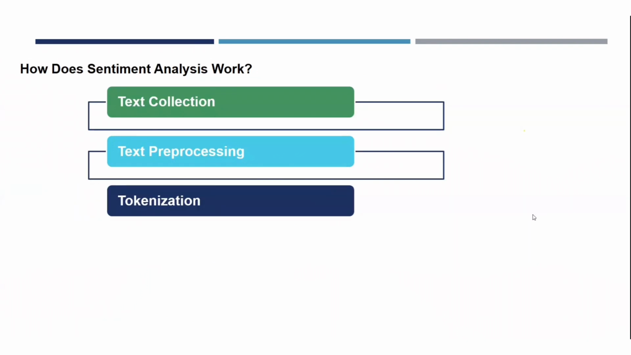Third thing, tokenization. The third process in sentiment analysis is tokenization. What is tokenization? Tokenization means breaking down text into small pieces like words or phrases. For example, one of the texts is: Edunet is a non-profit organization. So this is one of the texts.